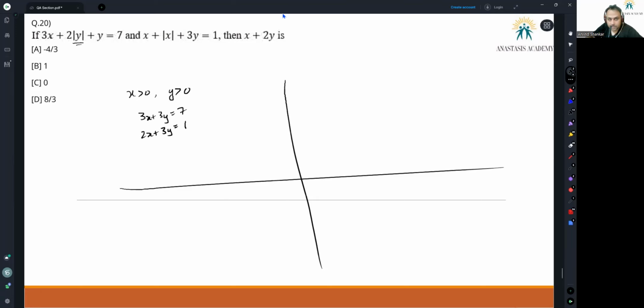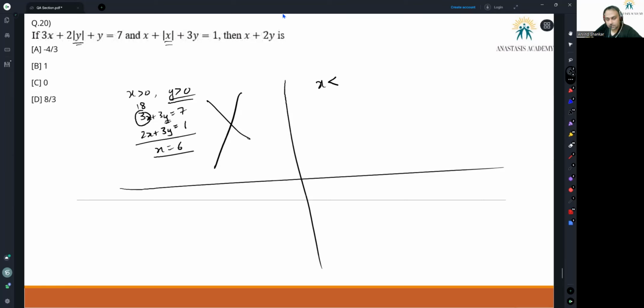Basically, mod करने पे कुछ नेगेटिव नहीं हो रहा ना. ठीक है. So this gives me x is equal to 6. If x is equal to 6, 18 plus 3y is giving me 7, which means y will turn negative. But we had started off by assuming y to be positive. So this is an unacceptable case.